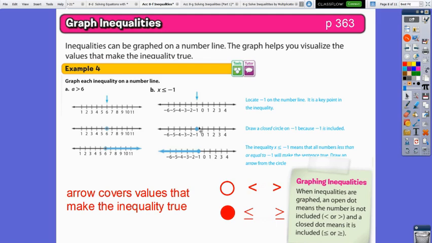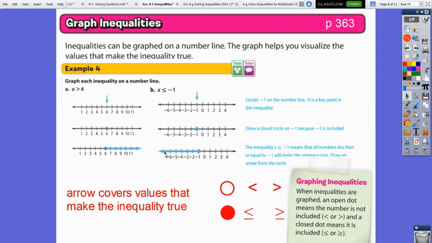-0.999999999 on the right side is not included, and does not make the inequality true. But the closed circle means that -1 is included. Then we want values that are less than or equal, so I'm going to draw my number line covering all the numbers that are less than -1. Very important also, you have to have an arrow at the end here.